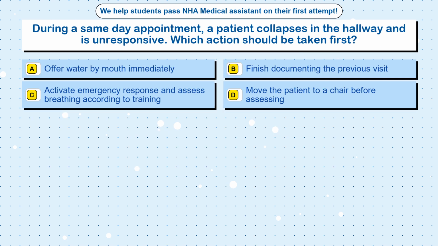Question 92. During a same-day appointment, a patient collapses in the hallway and is unresponsive. Which action should be taken first? Option A, offer water by mouth immediately. Option B, finish documenting the previous visit. Option C, activate emergency response and assess breathing according to training. Option D, move the patient to a chair before assessing.